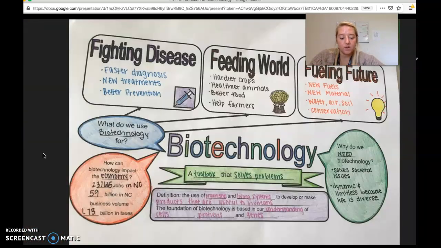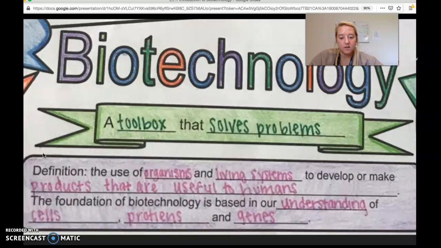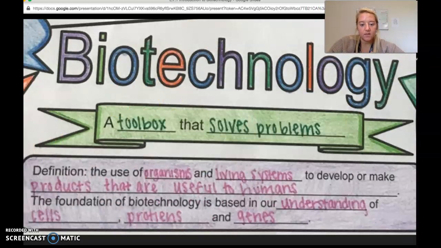Here's where we are going in terms of our notes, so if you will turn with me to this page, please. Biotechnology, we define it as a toolbox that solves problems. I know that is a super general definition, but you'll see as we dive more into biotechnology really how diverse the field of science is. When you look up the definition of it, it says it's the use of organisms and living systems to develop or make products that are useful to humans. Still really, really broad, but there's a reason for that.